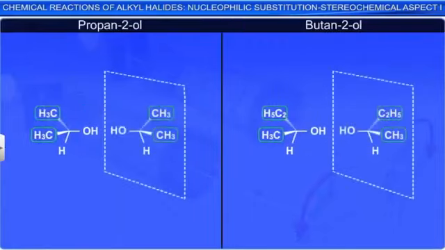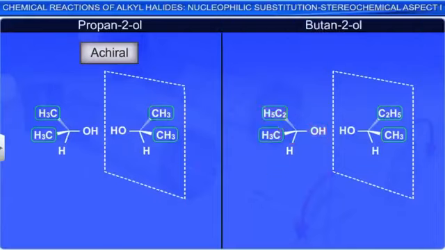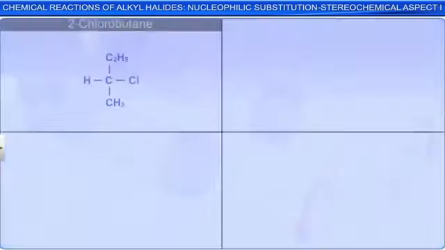However, butan-2-ol contains four different groups attached to the tetrahedral carbon. Hence, it is an asymmetric molecule and is expected to be chiral and optically active. Some common examples of chiral molecules are 2-chlorobutane, 2,3-dihydroxypropanal, lactic acid and mandelic acid.